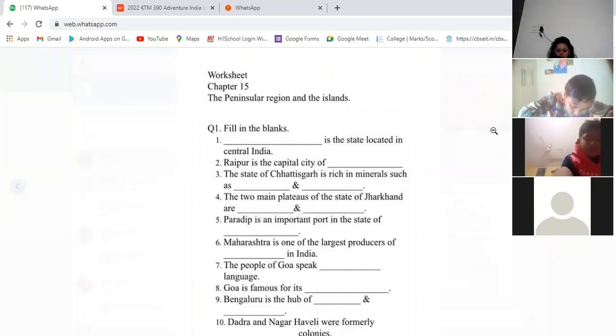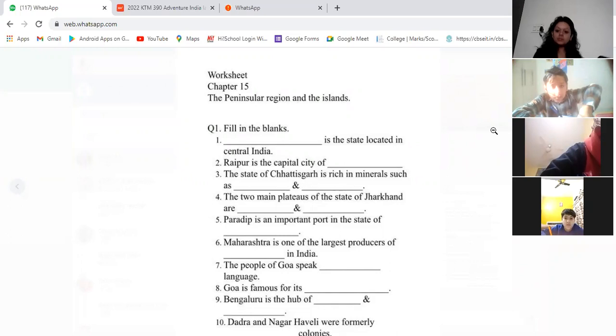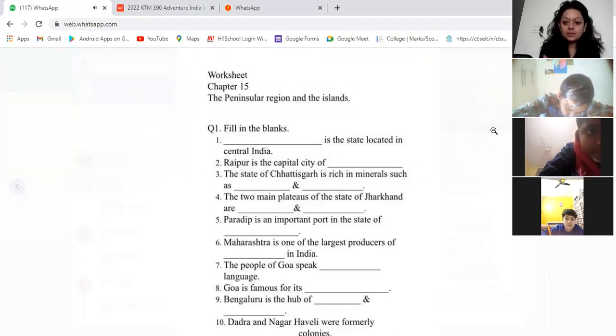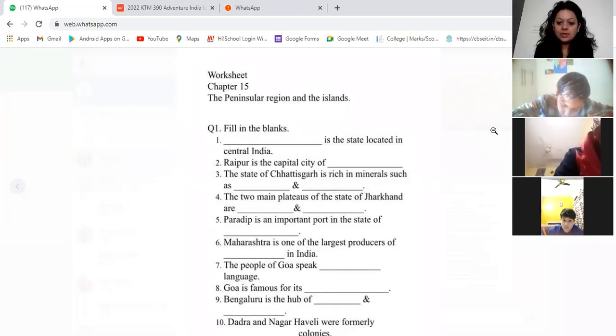Ma'am, can we write ABCD? Ma'am, can we write 1, 2, 3, 4 as ABCD? Yes, you can write that. Ma'am, we have to write the full question. Yes, you have to write full sentences.